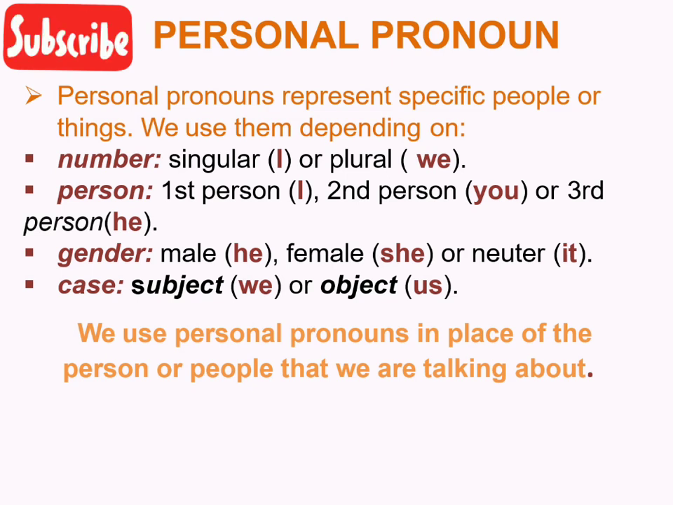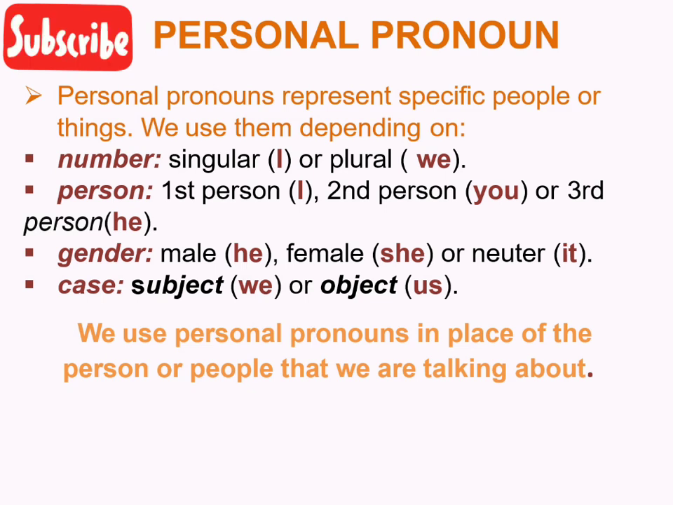If we are talking about persons, for the first person, the pronoun I is used. If you are talking about any other person, the second person, then we use the pronoun you. And if we are talking about the third person, then we use the pronoun he. Then, if we are talking about gender, for male we use he, for female we use the pronoun she, and if we are talking about neuter gender, we use it. Case. Now, whether we are talking about the subject in a sentence or the object in a sentence. If we are talking about the subject, we will use the pronoun we. And if we are talking about the object in a sentence, then we will use the pronoun us.